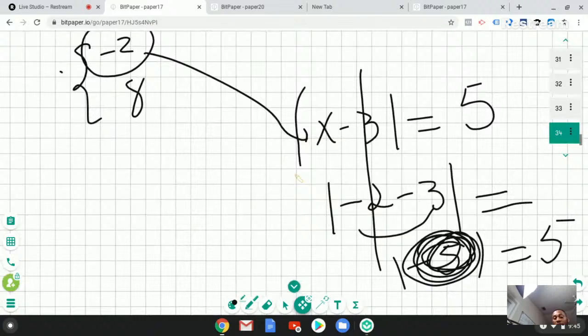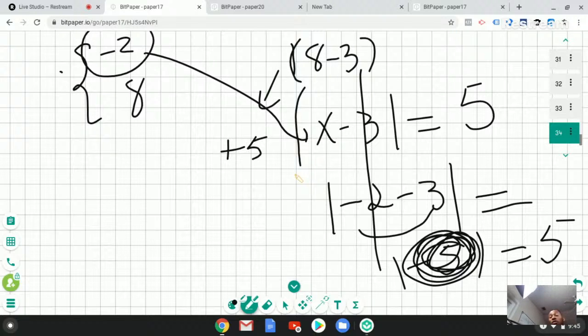Now, if we plug in the 8, whatever is inside of the parentheses is going to be positive. So 8 minus 3 is positive 5. So if you're solving an equation or an equality, you consider two cases: whenever whatever is inside of the absolute value is positive, and whenever it's negative.